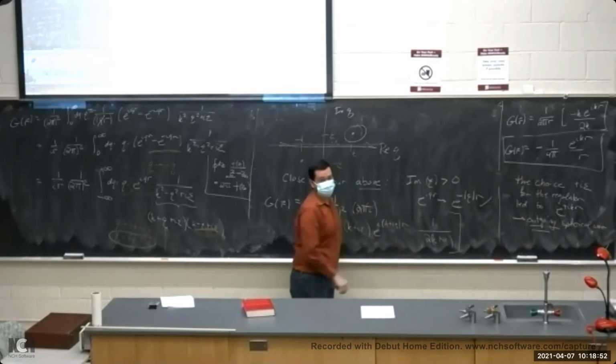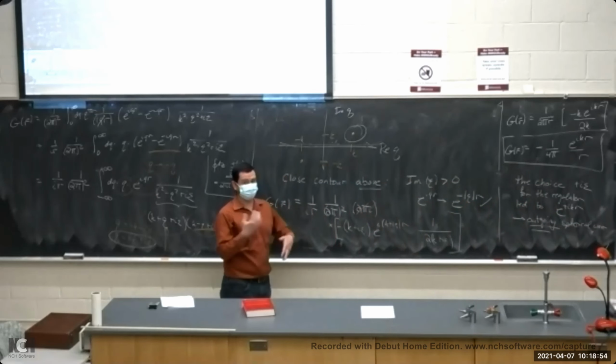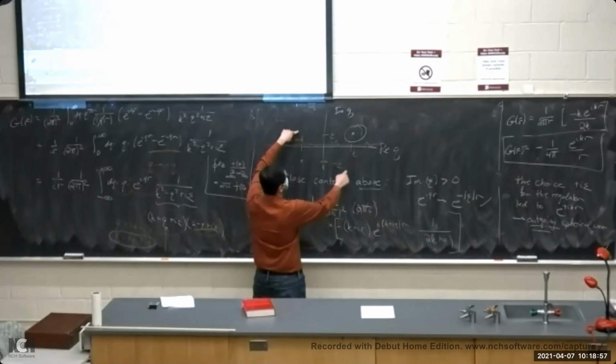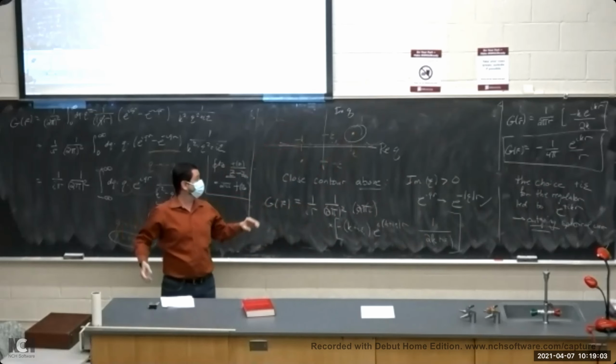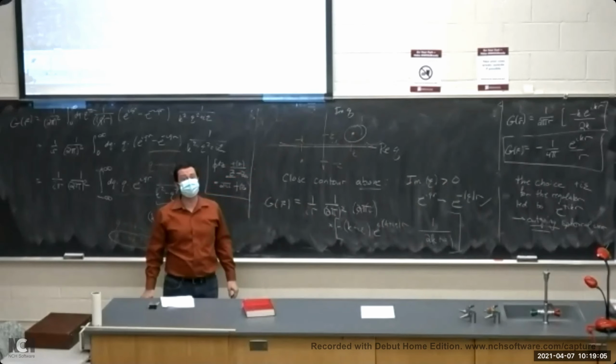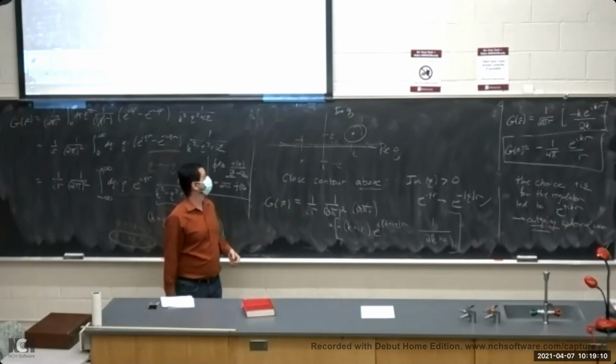If we had made the opposite choice, if we had taken minus i epsilon or something else, then maybe this pole is the one that would have been up and this one would have been down. Or maybe they would have both been up, or both been down. Depending on how you regulate it, you can move those poles in different ways. But this is the solution that we want physically to give us the outgoing spherical wave.